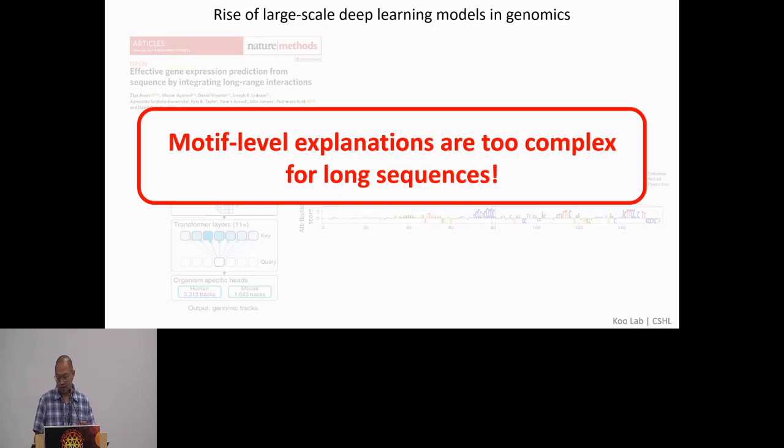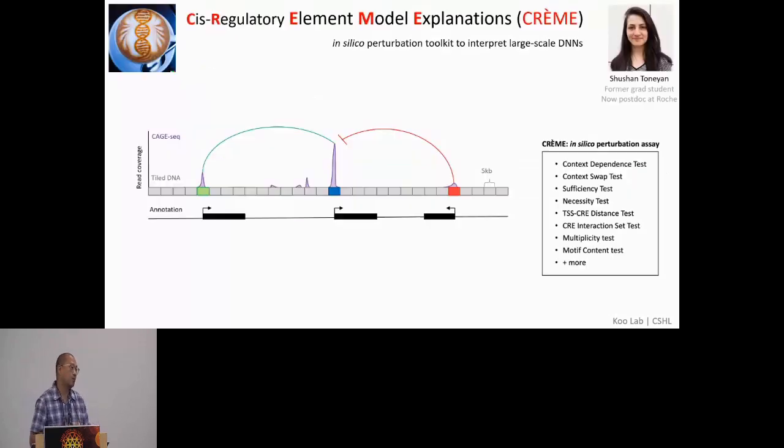So to address this, Shushan has developed CREME, Cis-Regulatory Element Model Explanations. CREME is an in silico perturbation toolkit to interpret large-scale models like Enformer. The basic idea is that we're not going to be performing perturbations at single nucleotide levels, but rather on extended DNA sequences at a CRE level, similar to what can be achieved with CRISPR interference technologies. But unlike CRISPRi, all of our perturbations are done in silico, so we can really scale the numbers and the sizes of the perturbations that we're applying.